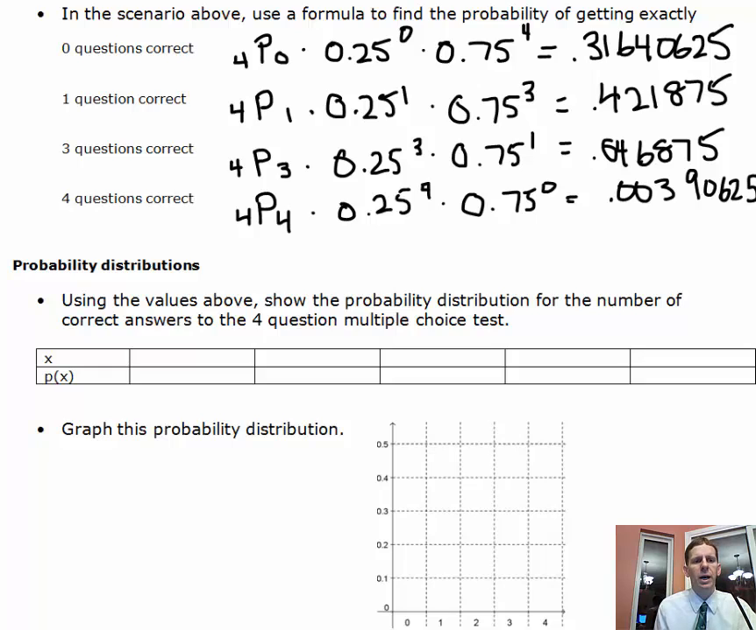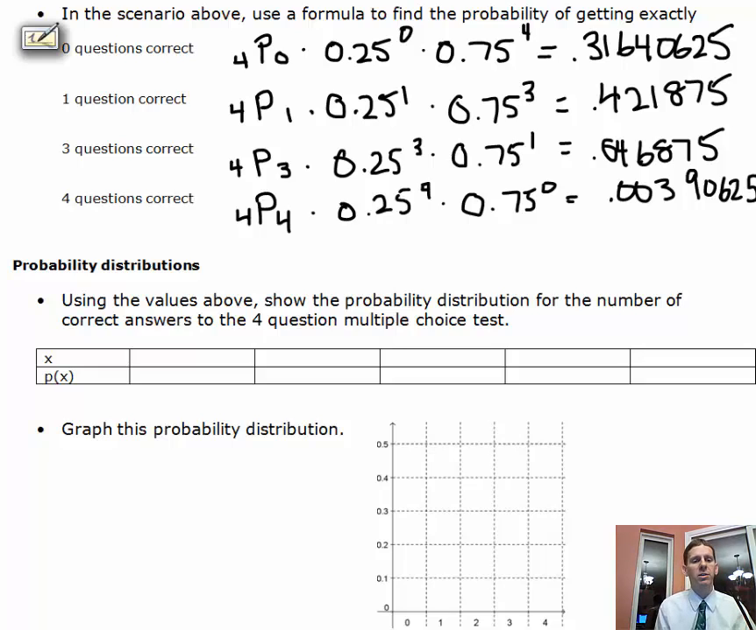So the different values we got for getting 0 questions right, the probability is approximately 0.3164. For getting 1 question right, about 0.42. That's the most likely scenario. 3 questions right, there's only a probability of 0.046875. That's about a 5% chance. And the likelihood of actually getting all 4 questions right is less than 1%.